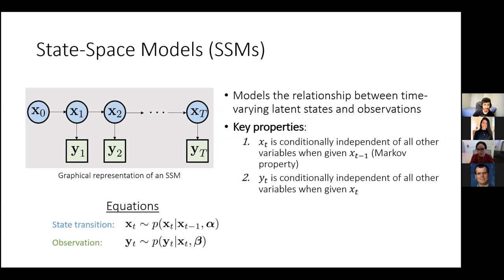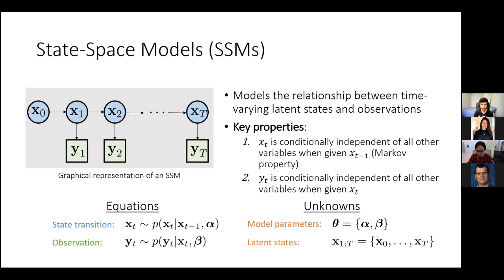In terms of equations, there are two equations that govern the state space model. There's the state transition equation, which describes how XT evolves from XT minus one. And it has these parameters that I've denoted here as alpha, which basically just characterize that distribution. And then the second equation is the observation equation, and it tells us how we get the data from the particular hidden state value. So it's important to know that the only thing that we know here is the data, the y's. Everything else we need to be able to estimate to understand what the model is saying.